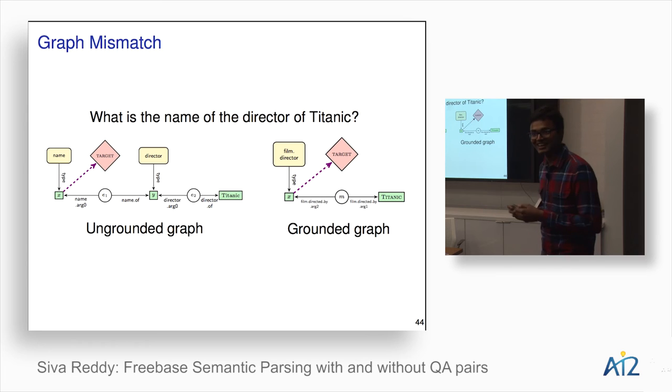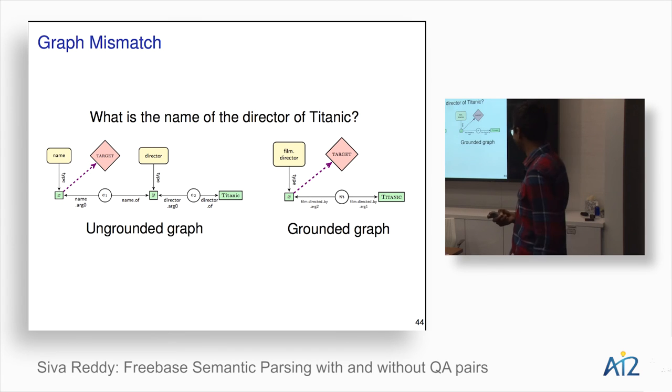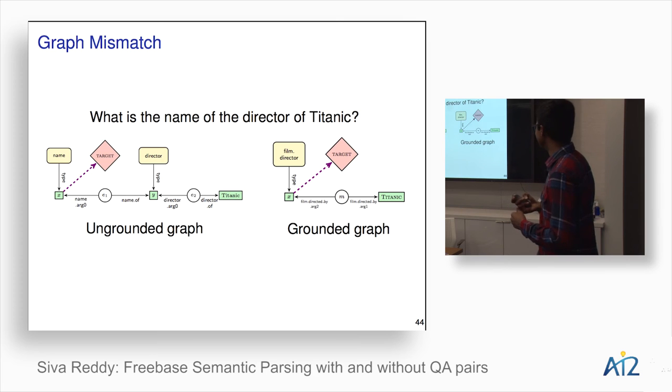Yes? Isn't there actually two? Because in your grounded graph, that would be a mid, and you actually have an alias edge to the name. Actually, in Freebase, that X in your grounded graph will be an ID, a mid. If you use the alias edges in Freebase, it will actually match. Oh, that's right. This is just to give an example, but yeah, forget that Freebase has MIDs. It has this kind of names.